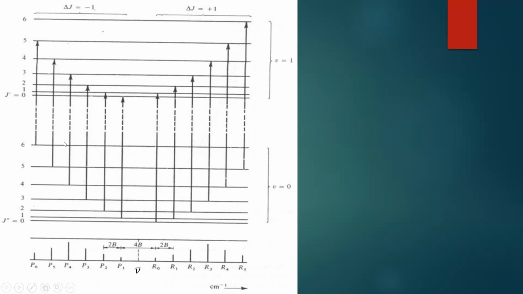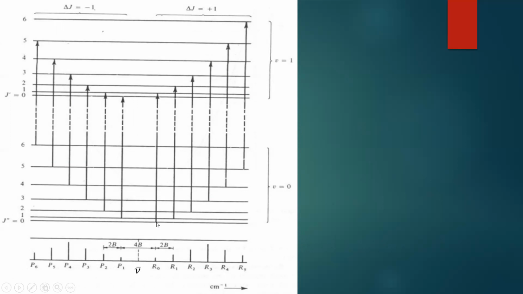So here, what are the allowed transitions? Remember, the selection rule for V is delta V equal to plus or minus 1. So the molecule can go from V equal to 0 to V equal to 1 state. It can go from the lower state to the upper state, but it has to satisfy the delta J equal to plus or minus 1 selection rule also. So it cannot go from any level to any level.